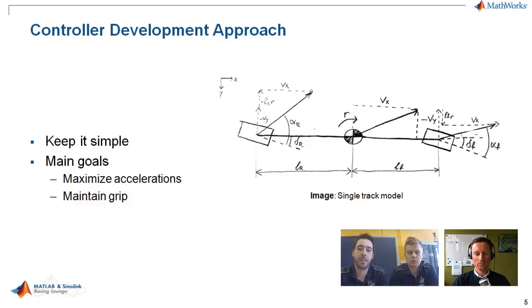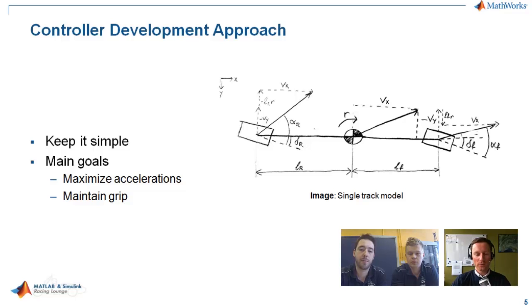So these are for longitudinal acceleration, but we also want to improve the performance of the car in corners. And for this we have yaw rate control. This does 2 things. First of all, it increases the angular acceleration of the car, and it also makes sure that the car remains neutral steer.